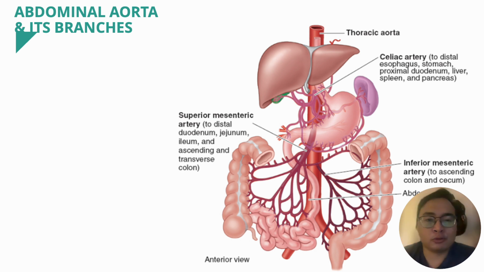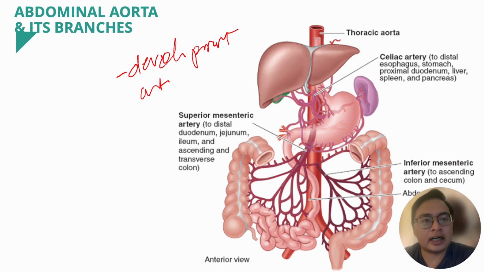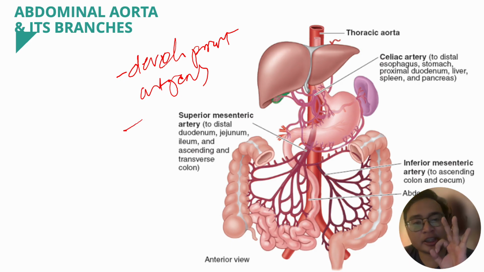Now, let's move on now to the arteries in the abdomen. What's important to learn here is the abdominal aorta and its three major branches. Okay? The three branches have relevance in development, what we call ontogeny, okay, as well as in the anatomy of the adult. Okay, so the three branches correspond to the foregut, midgut, and hindgut.